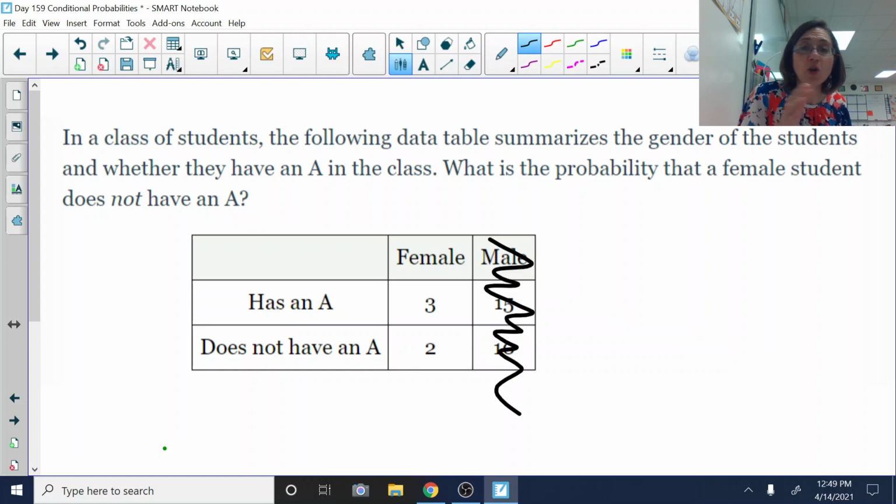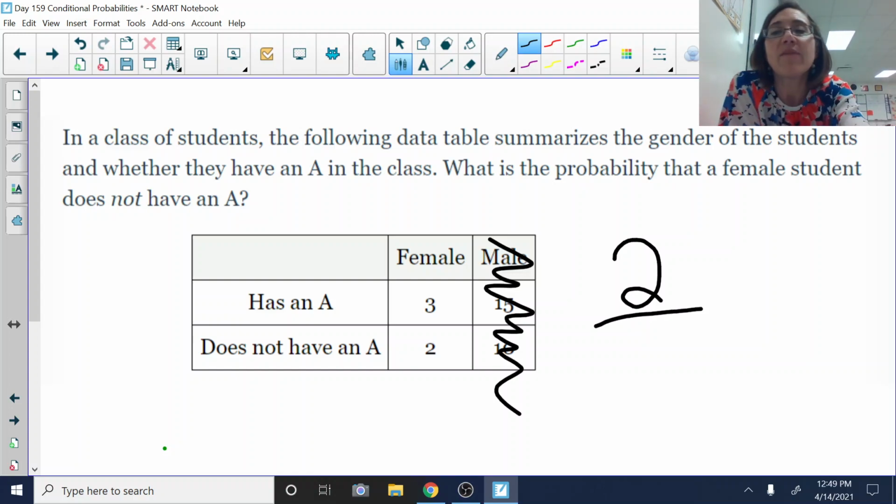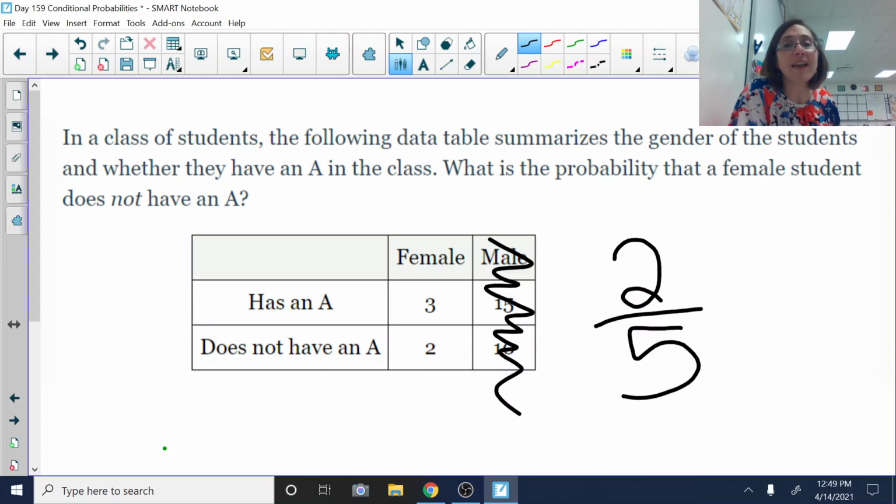But this says I want to know the probability that a female student does not have an A. Well, how many of these girls don't have an A? Well, that would be 2 of them out of, how many girls are we talking? 5. So 2 out of 5, that's a 40%.